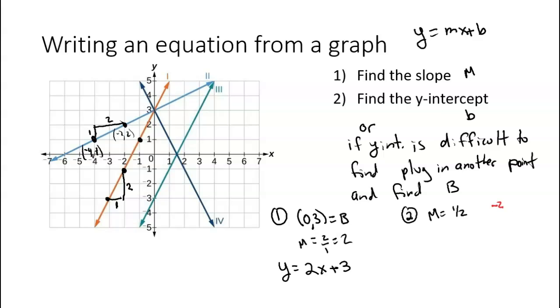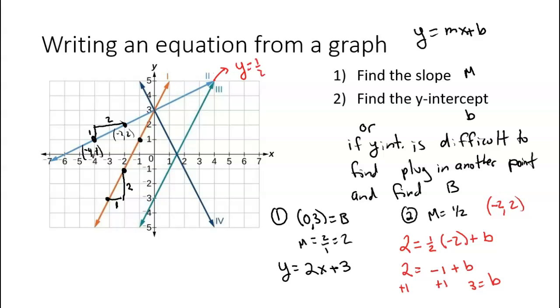So what I'm going to do is I'm going to plug in. I'm going to use the point (-2, 2). So I'm going to say that my y value is 2, my slope is 1/2, my x was -2, plus my b value. So we know that our b is 3, but let's pretend we didn't know that. So 2 is equal to 1/2 times -2, which gives you -1. And notice that we did, in fact, get our b value as 3. So the equation of this line right here is y is equal to 1/2 x plus 3.